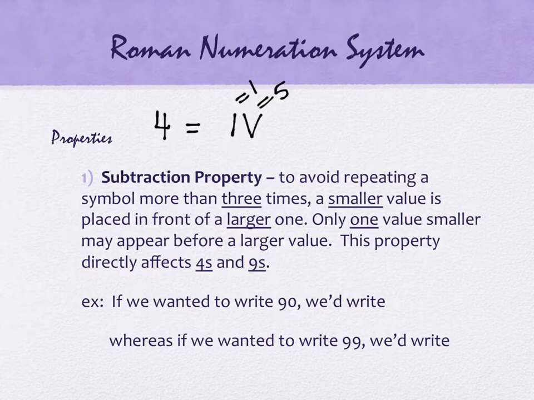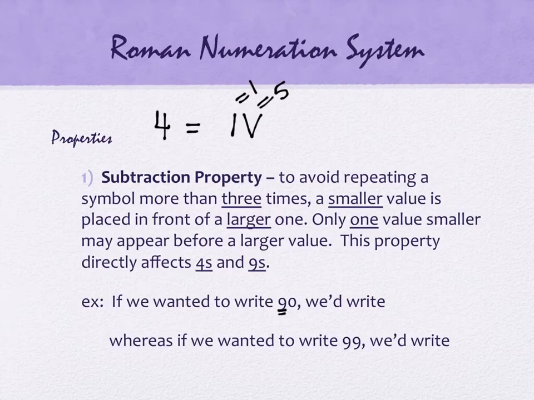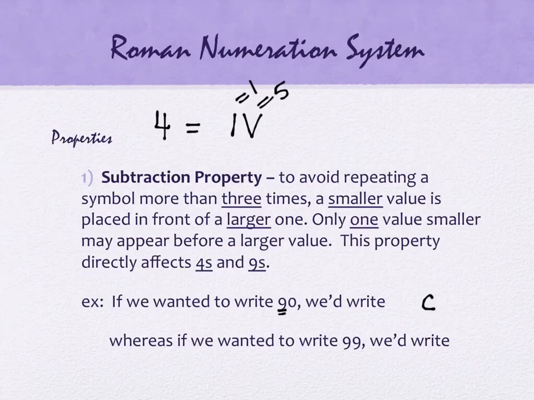So if we wanted to write 90, 90 has a 9 in it. So it's going to apply to where the 9 is. And we're going to find the value that's bigger than 90, namely 100, right? So the value for 100 is a C. And in front of it, we write the value that's 1 less. And I don't mean the number 1 less, but 1 less in the tens place. I need 10 less than 100, right? That's what 90 is. So the value 10 is an X. So 10 less than 100 would give me XC, and that would be 90.